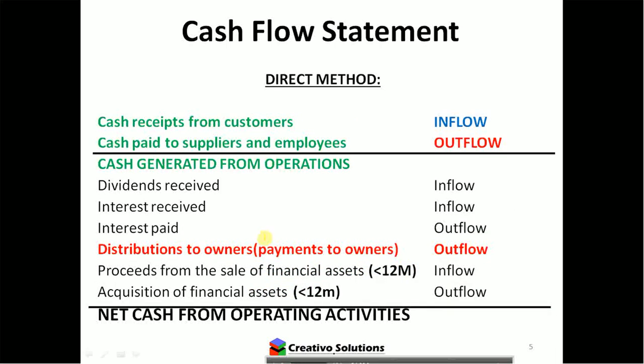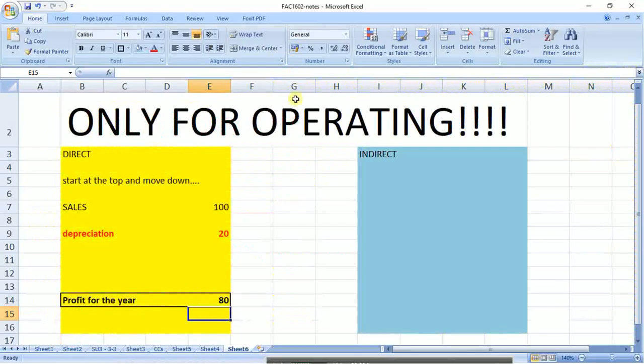There's this. Okay, so the green is what you study. This is what you have to learn, because that will change. All of this here in black and red, dividends, interest paid, received, distributions, proceeds, acquisition, all of this is going to be part of the solution depending on the question. The question may have dividends, then you put it in. May have interest, then you put it in. If it doesn't, you just leave it out. But the top part that's in green is what shows the direct method. So it's just two things: receipts from customers, payments to suppliers. That's it.